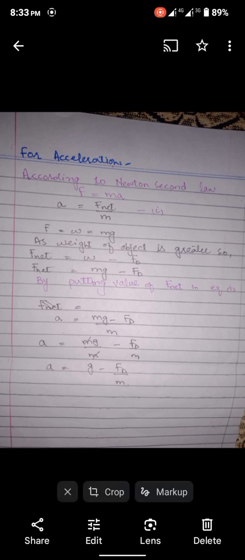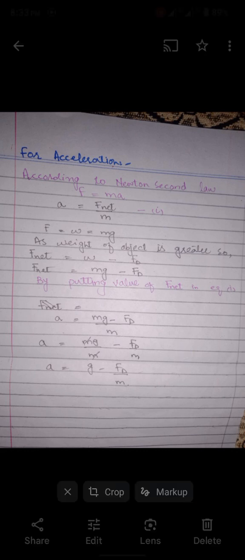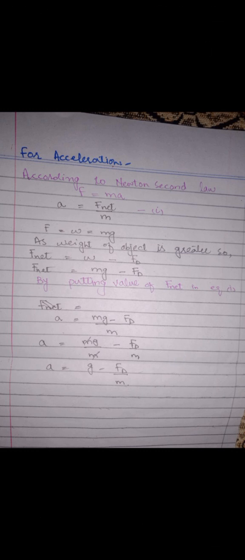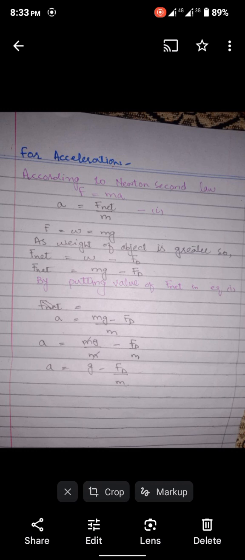When the skydiver is moving in the downward direction, then the drag force will be less than the force of gravity. We can say that the force of gravity will be greater than the drag force. So here we will calculate the value of acceleration with which the skydiver will be moving in the downward direction. We use a formula according to Newton's second law of motion, F equals ma. First of all, we will rearrange this formula for calculation of a: a equals F net divided by m.